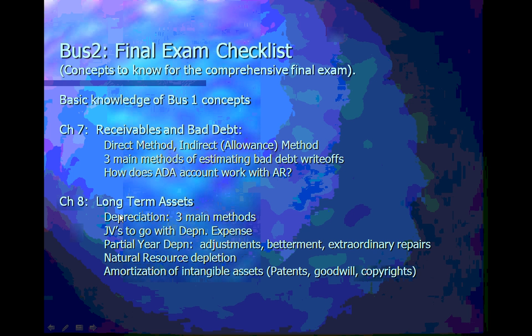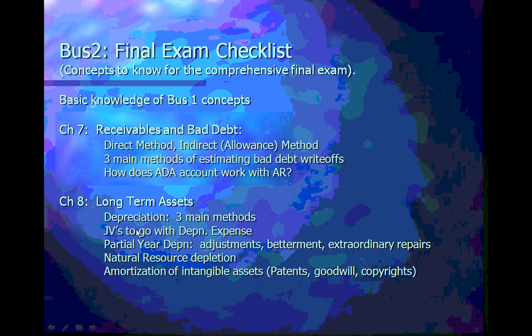Okay, with long-term assets depreciation, there's three main methods. Of course, straight line, the most common and easiest, I think. The units of production method, and the double declining balance method. There are other methods that you should be aware of if you go into business three and other financial fields. There are other ways that companies do it. We just don't cover them in this class. Okay, but you will learn those if you become an accountant and work for a large company.